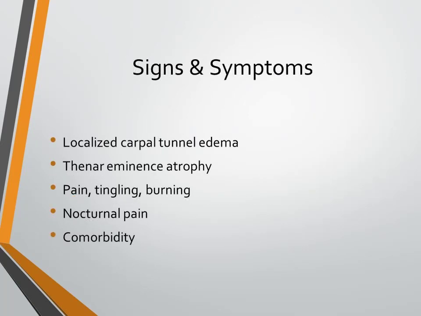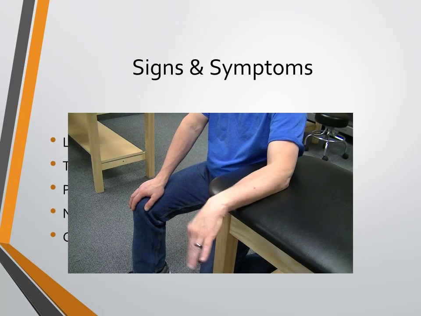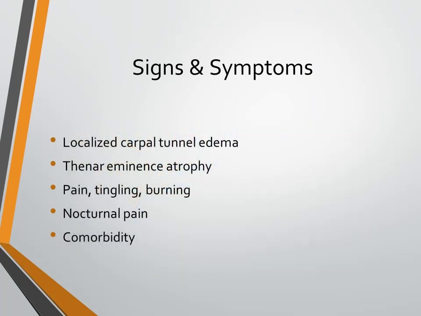Signs and symptoms include localized carpal tunnel edema, which is not superficial. In chronic situations, there may be thenar eminence atrophy. The person may complain of pain, tingling, and burning sensation in the hand, which may radiate into the forearm. This is obviously where the median nerve distribution is. It is oftentimes relieved by shaking out the hands. This is called a positive flick sign.